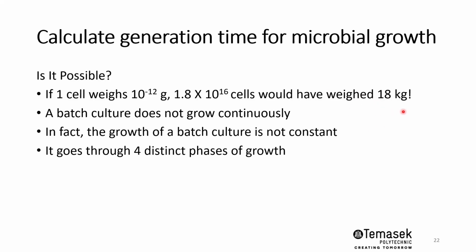So a batch culture does not grow continuously, right? You want to take note of this. In fact, the growth of a batch culture is not constant. It goes through the 4 phases as we have covered earlier. So that's why we won't expect the theoretical calculations here to be quite accurate, because the growth itself is not constant. The growth is only constant during the log phase, and then it goes through the 3 other phases that we talked about earlier.